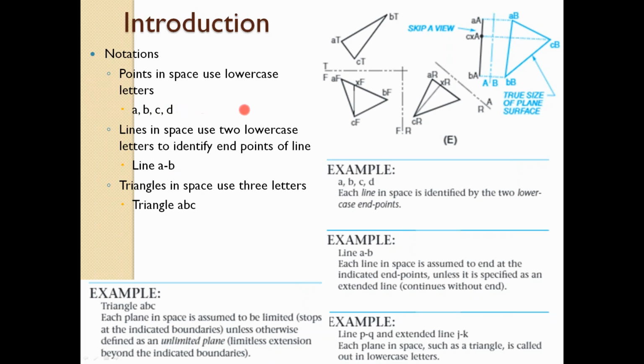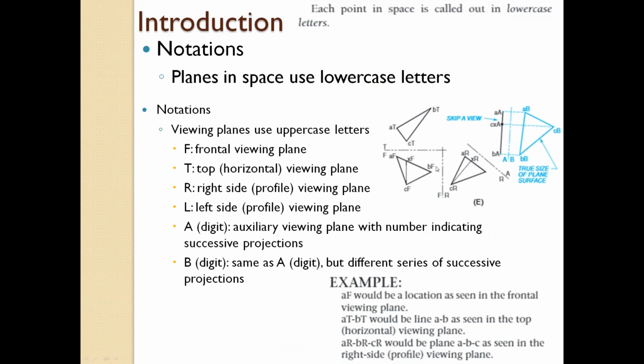For points in space, you would call them a, b, c, d. For the notation of the front view and the top view, you would use capital letters. So all uppercase: F, T, R, left side view, auxiliary view, same as auxiliary view, different successive projection. This is one example of notation, such as the top view, front view, right side view, and auxiliary view. All of these have to be uppercase, and everything else should be lowercase.